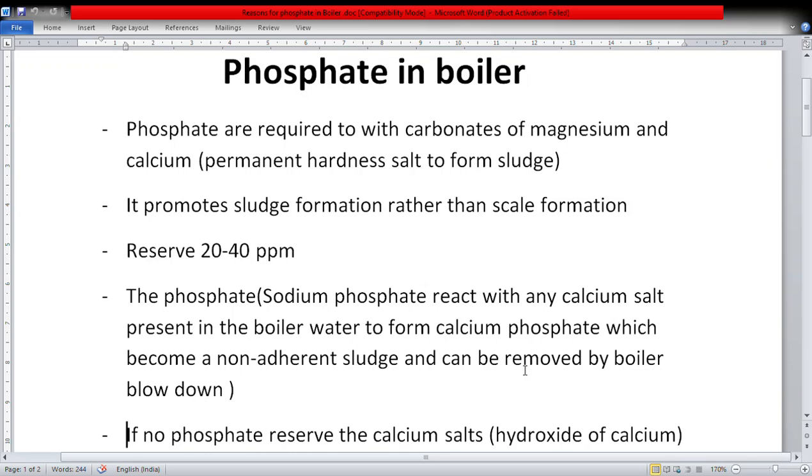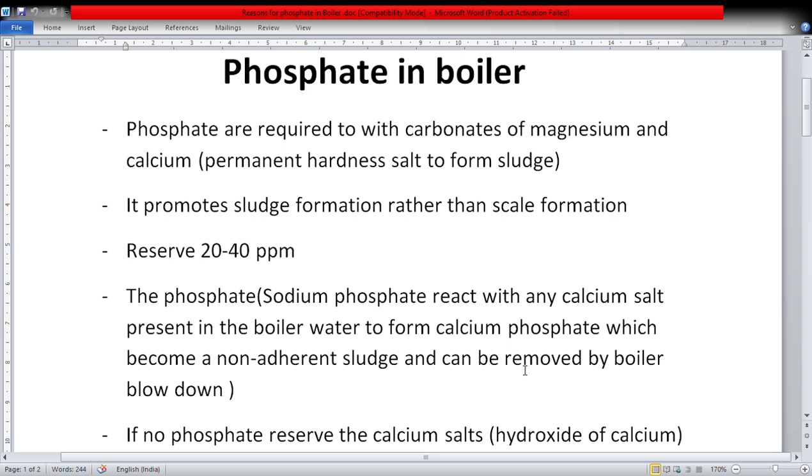In this video, we are going to discuss phosphate. Why are we adding phosphate to the boiler water, that is the feed water, and why are we maintaining a certain level of phosphate? This is very important and it was asked by the surveyor in MA class 2.